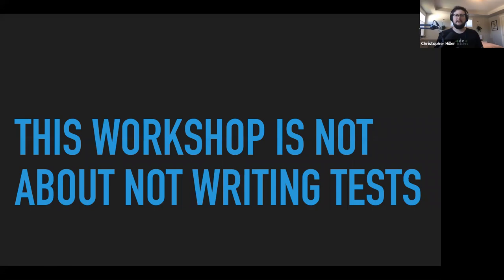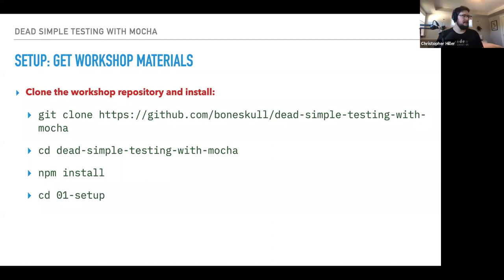So we're going to go into the setup here. There is a Git repository, and I would like you to clone it. This is the URL, wrapped a bit: github.com/boneskull/dead-simple-testing-with-mocha. It contains example code for the workshop. Don't mind the README, it is a bit out of date, but these instructions are not. You can use any sort of client you want to clone. This is just the command line version if you want to do that.